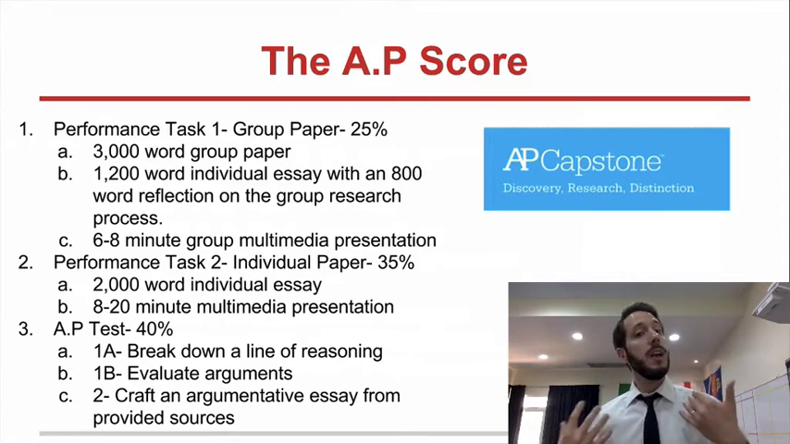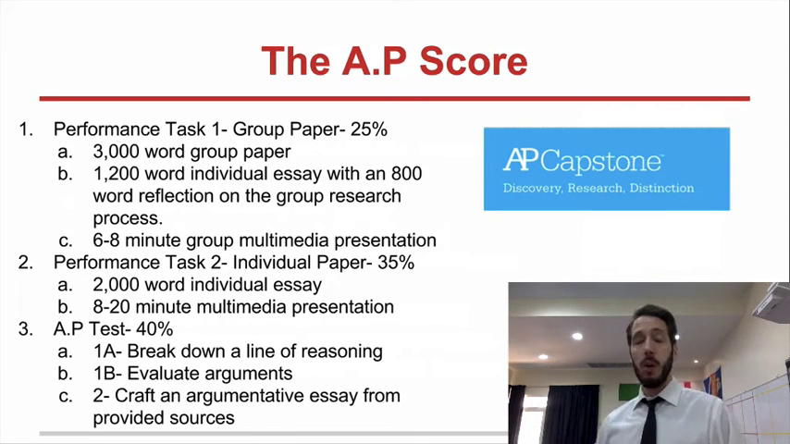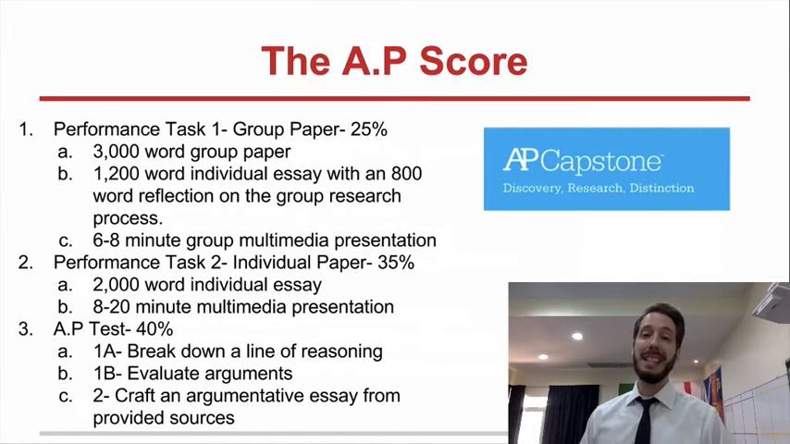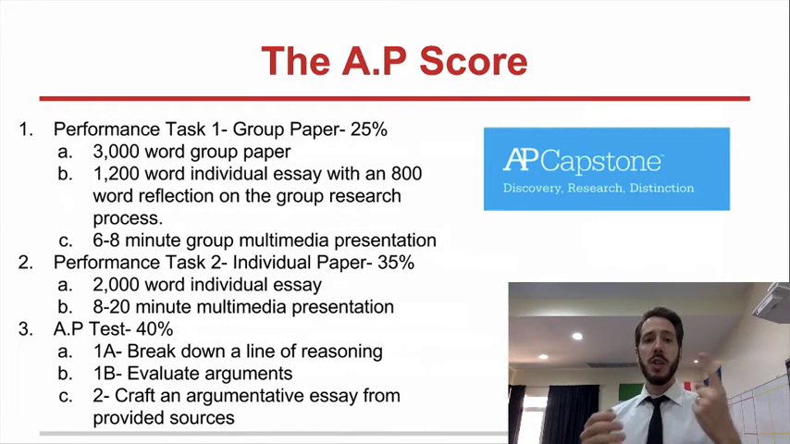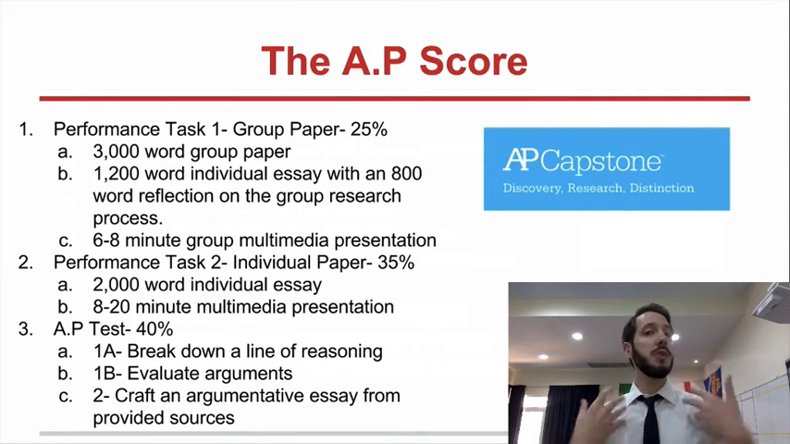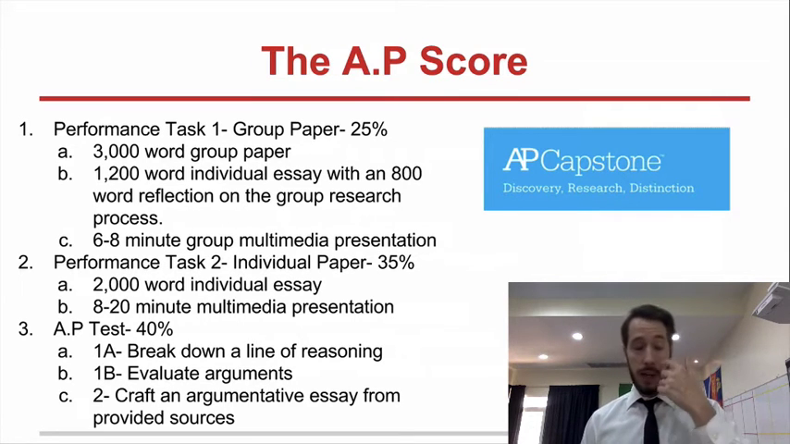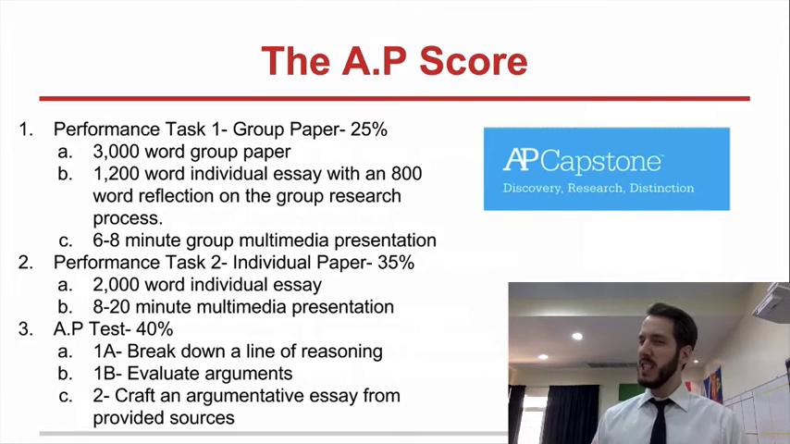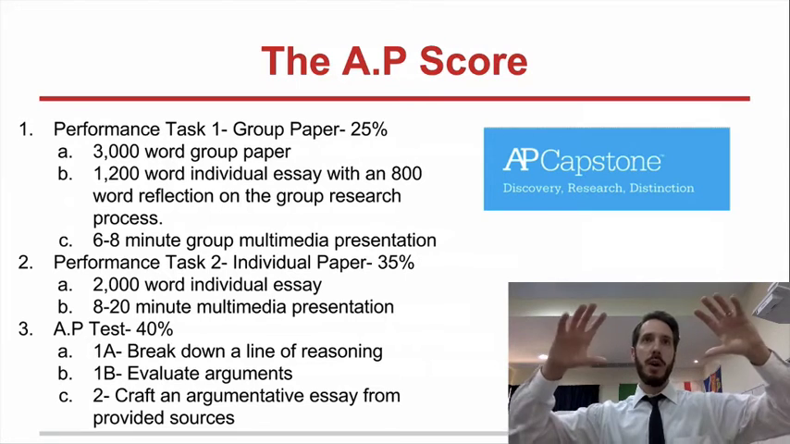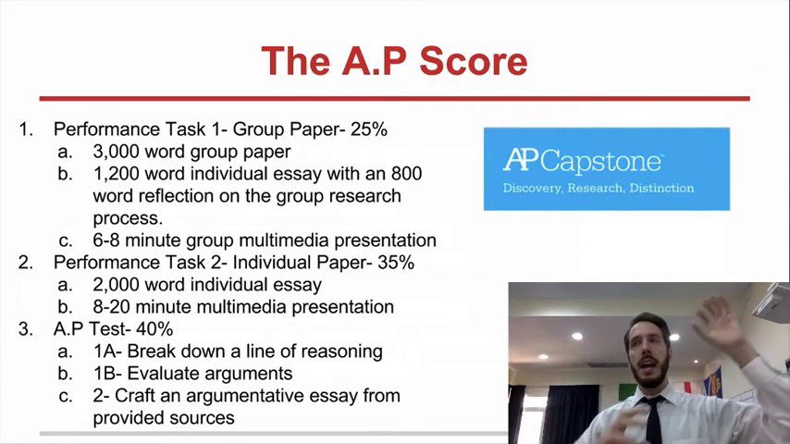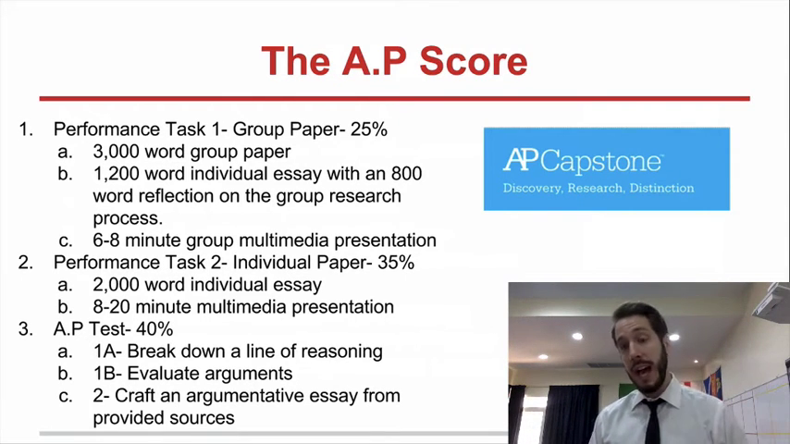The third thing that is part of your overall AP score is the AP test. There are 3 parts of the AP test. The first part, you break down the line of reasoning in a particular source, and then you get 2 more sources and you evaluate which one is more credible. The last part of the AP test is you're given about 4 to 6 particular sources, and you try to find a common theme, a research question, and then you actually create an essay argument.